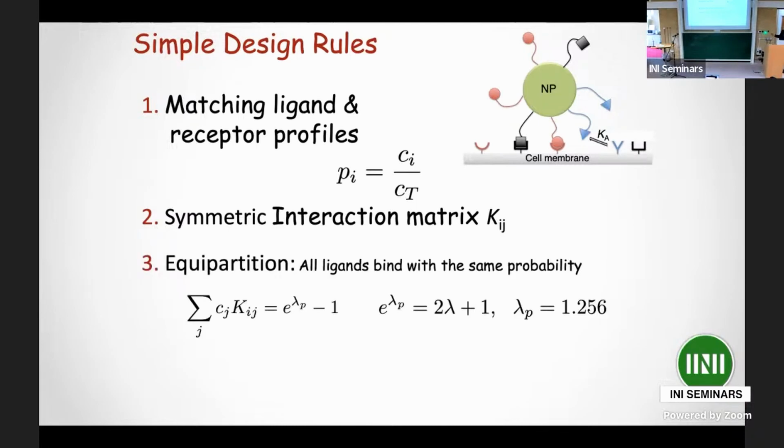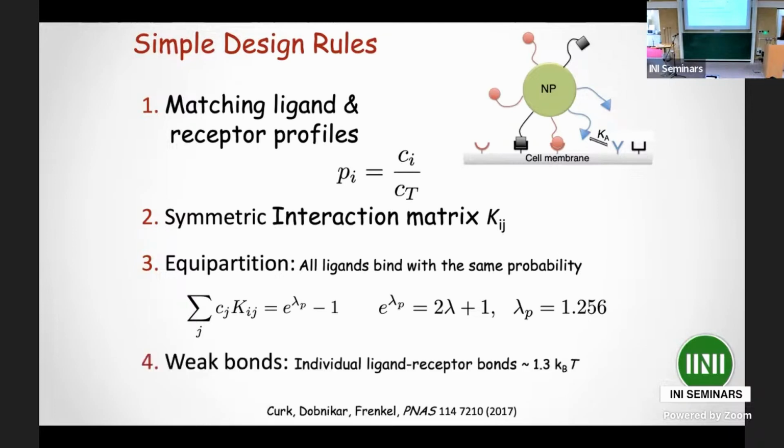Now these two are kind of obvious, no? Everybody would have thought of it. But the third principle that comes out of the calculation is this kind of equipartition principle, that all ligands must bind with the same probability. So the probability that black and red and blue will be bound should be the same. And this implies the fourth one, that the individual ligand-receptor bond should be extremely weak.